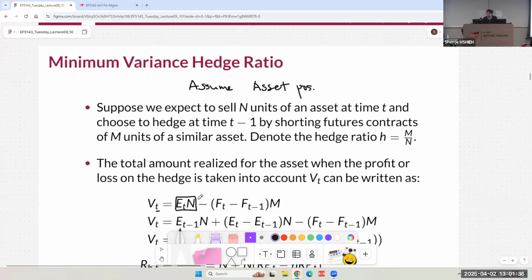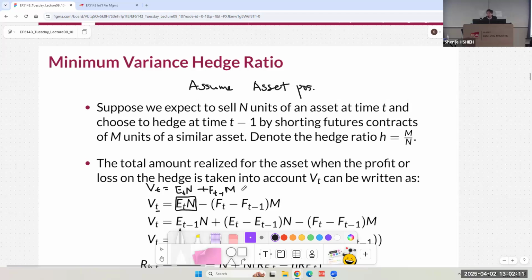So what that means is that VT, our total value of our portfolio at time T in which we liquidate, will be ET times N, that's the selling of the underlying asset, plus FT-1 because we engaged in a short forward, so we're receiving F and delivering the underlying M units, because we don't know how much to choose, we don't know how much to buy. And then we're going to unwind this position at time T.